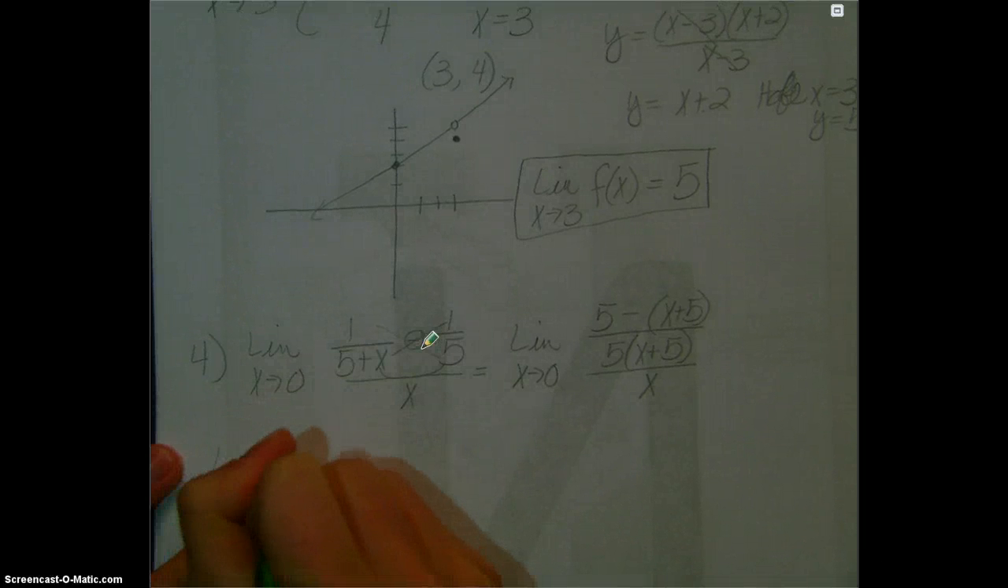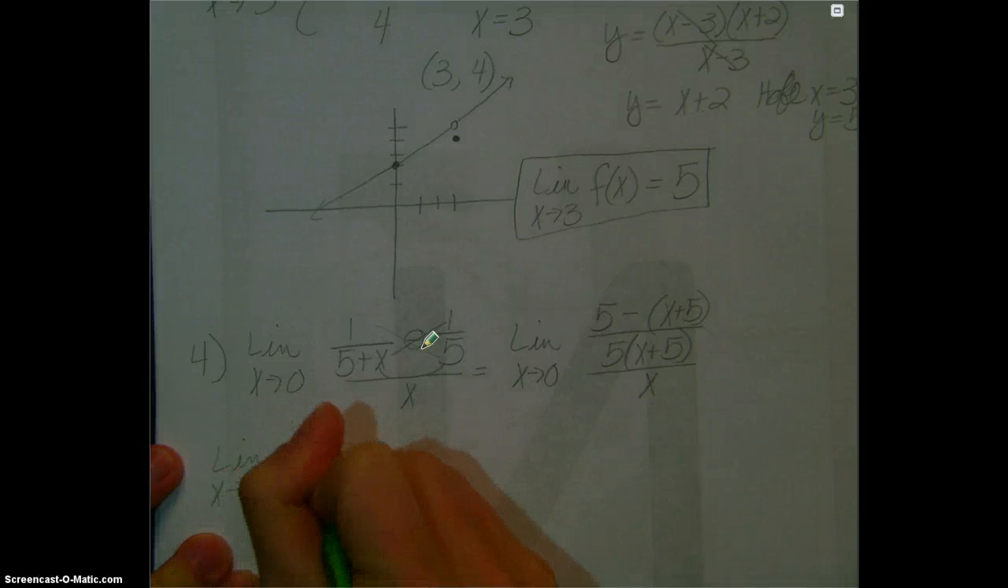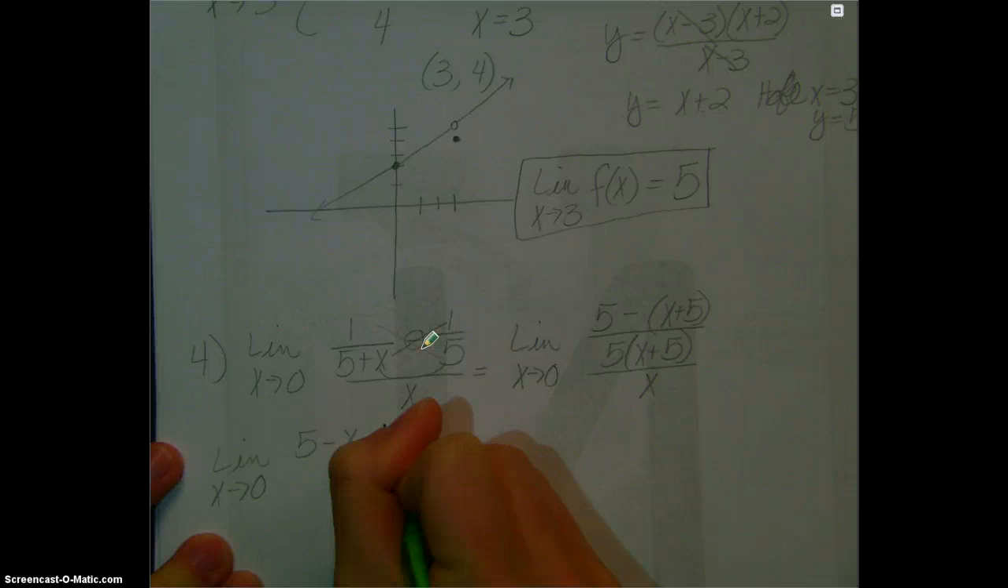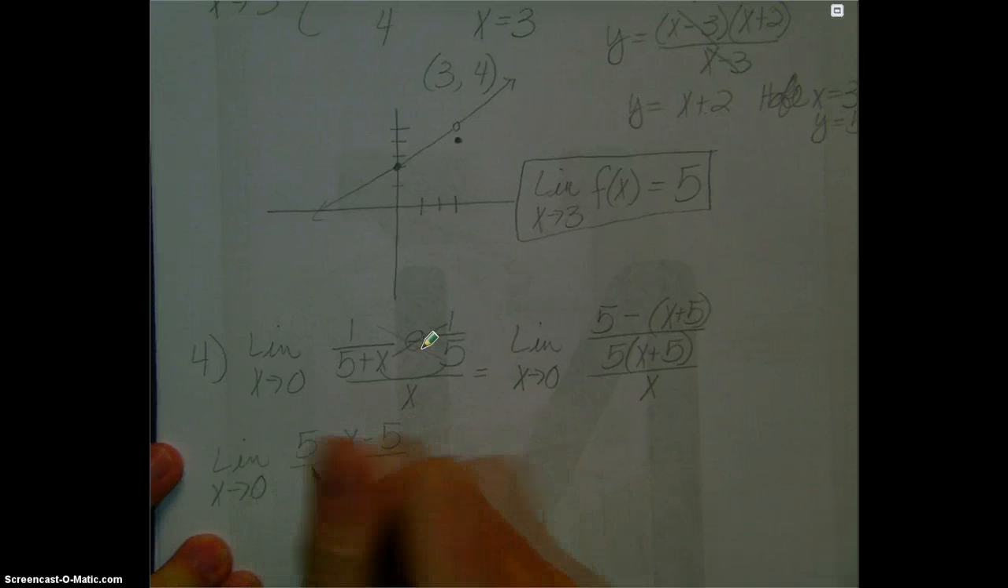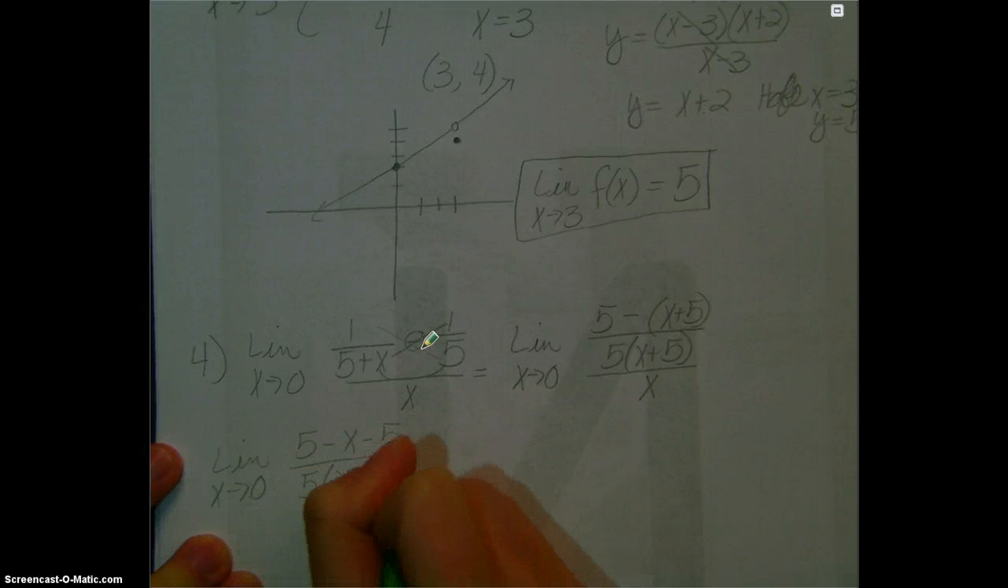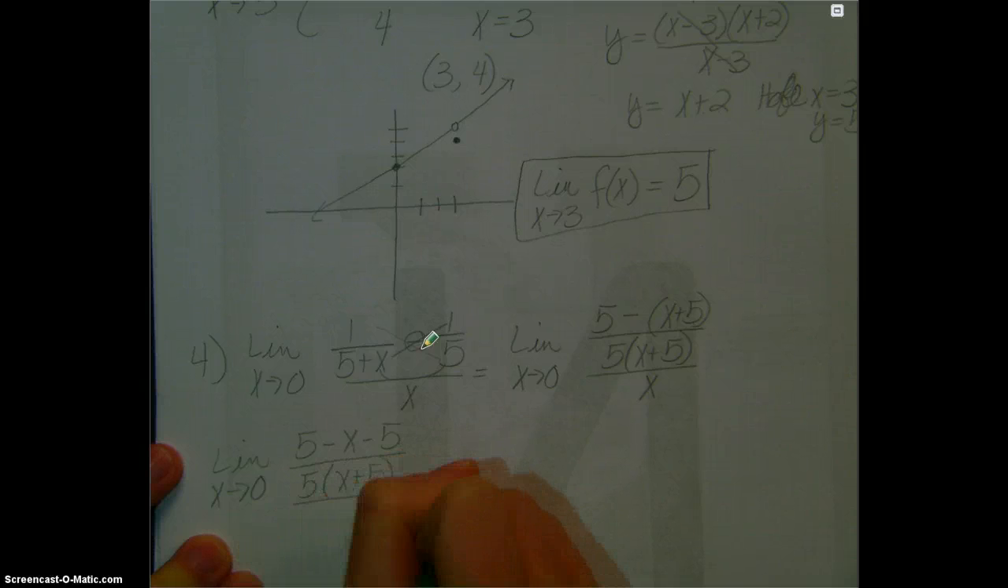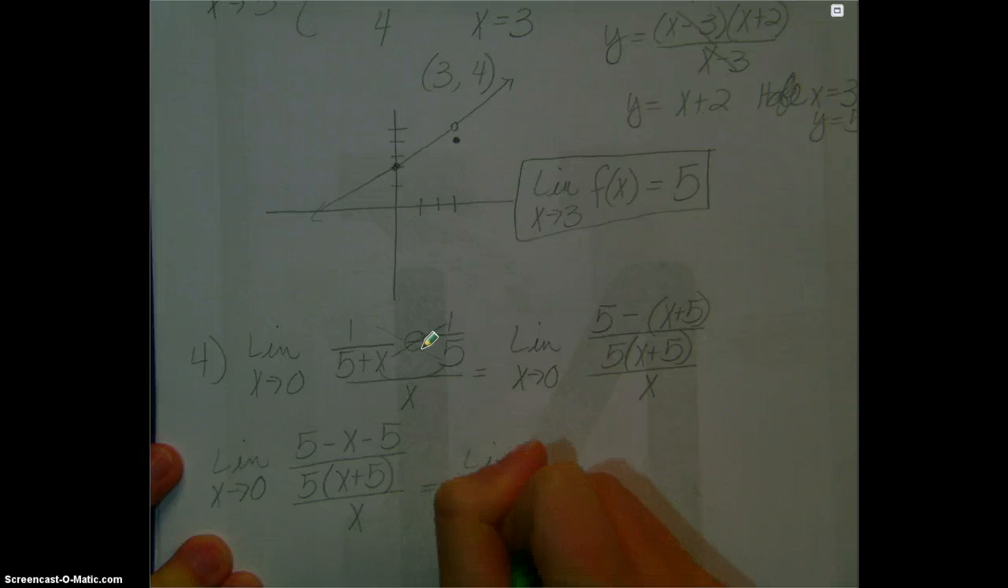Okay, let's do a little bit of simplifying up there on the top. So that's going to be 5 minus x minus 5. And I'm just going to leave this in factored form. So hopefully I'm going to substitute into that in just a minute. And now my 5's will cancel out.